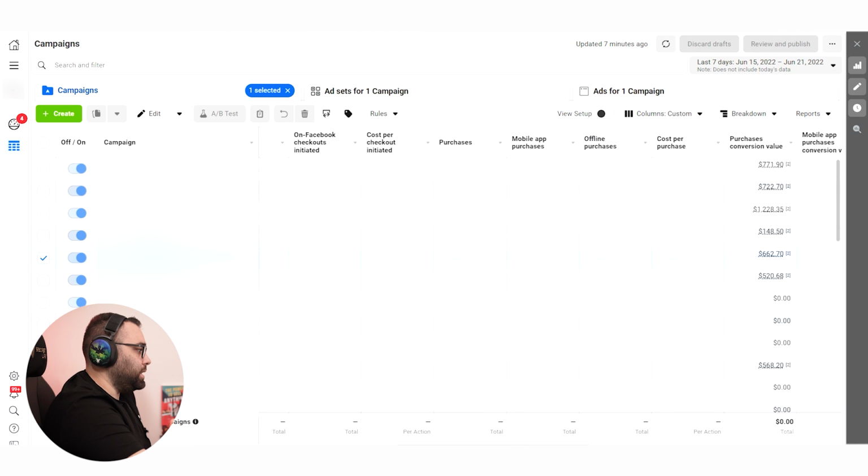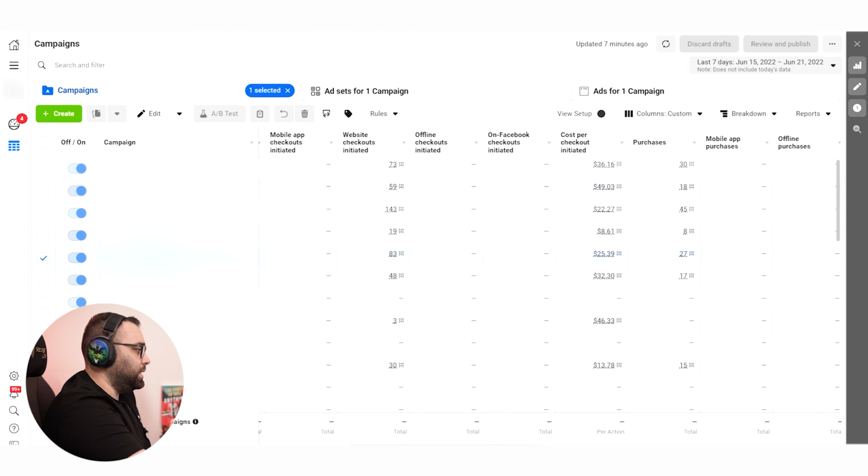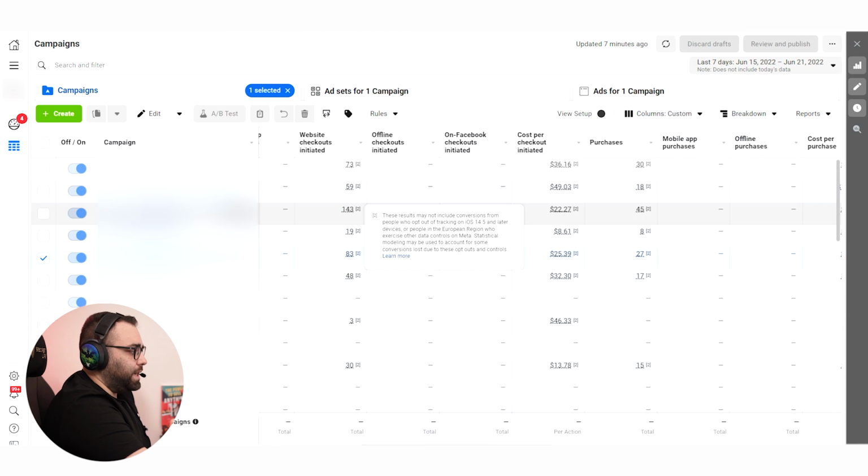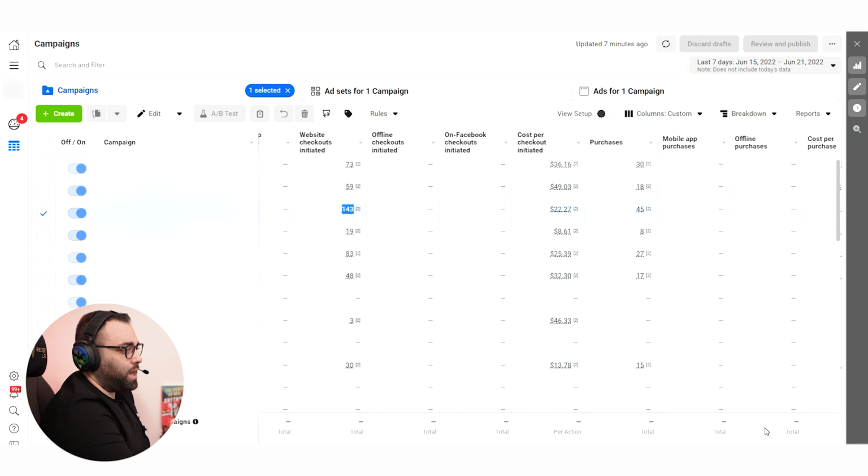And the other thing that I'm seeing here is that I can sense that we have a problem in the conversion on the site. Is it my job to fix it? No. Is it my job to say it? Yes. It's my job to tell that, hey, traffic is coming here, but something is wrong on the checkout.